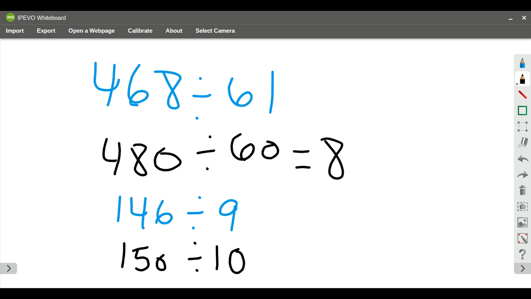Again, notice I'm always doing the divisor first. I always do the divisor first because then it allows me to change the dividend into a compatible number that's going to be easy to divide. Okay, so 150 divided by 10 is going to be 15.